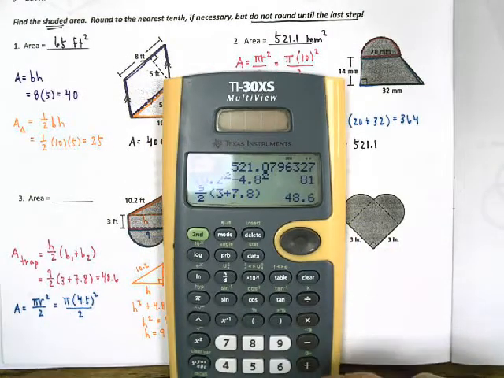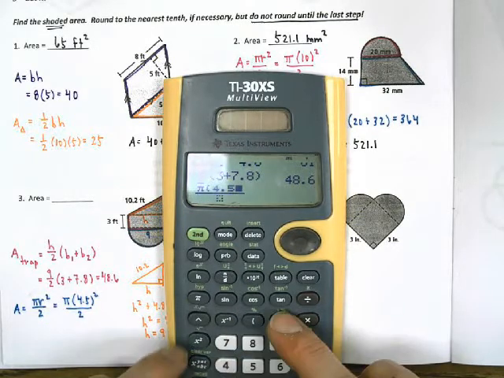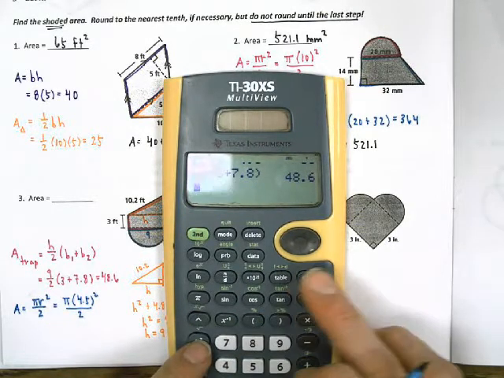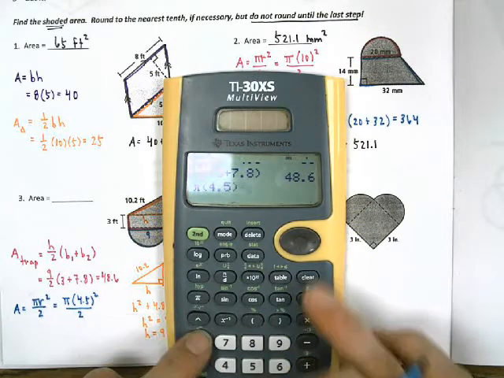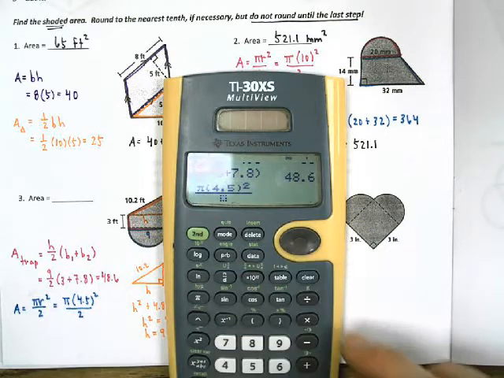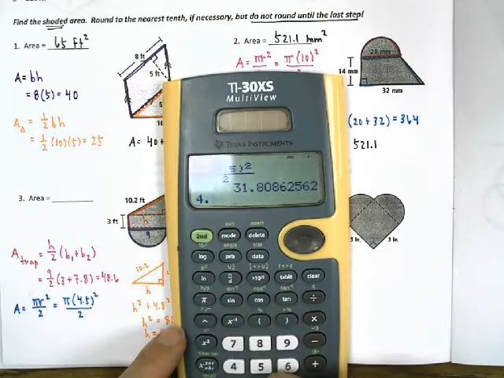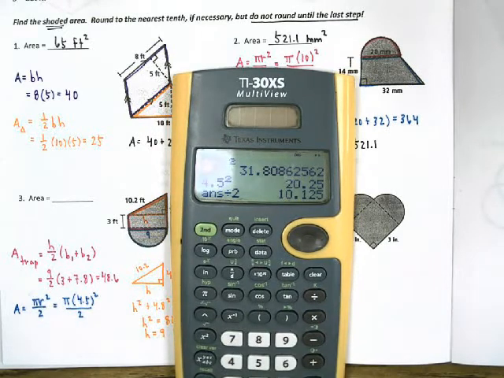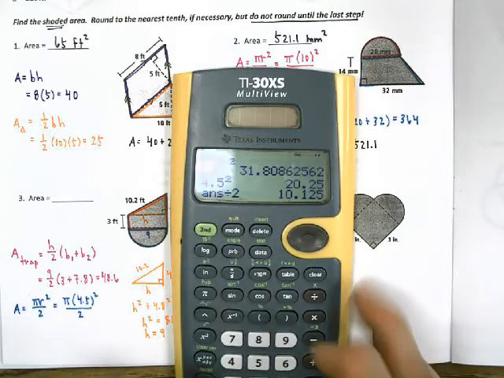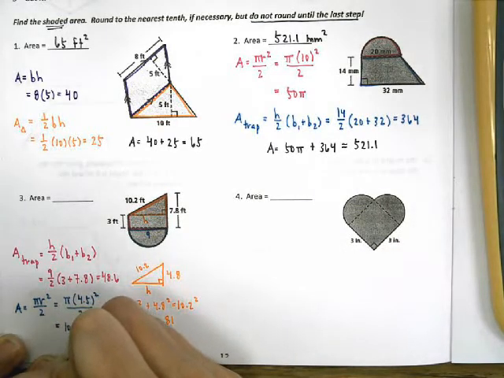So simplifying a bit, we're going to take our fraction, pi times 4.5 squared, and we're going to divide that by 2. 4.5 squared, divide by 2, it's going to give me 10.125 pi. So for right now, I'm going to leave the pi in.